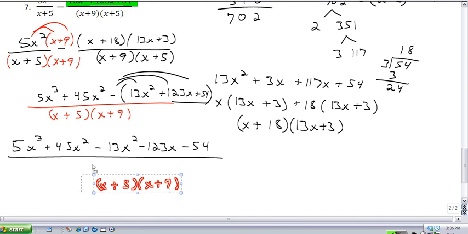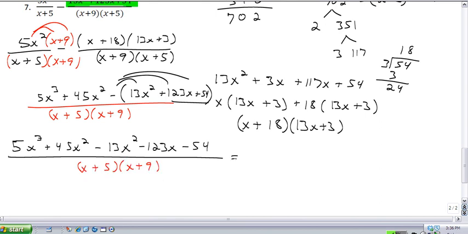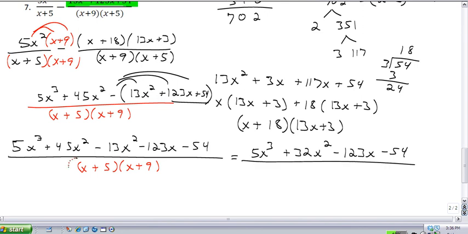Okay. Gotta gather like terms in the numerator. I still have 5x cubed. I have how many x squareds? 45 take away 13. 32. Plus 32x squared minus 123x minus 54. All over this. Now you'll say, well, yay, maybe I'm done. Well, the only thing you've done is you've combined the two fractions and you got a common denominator.